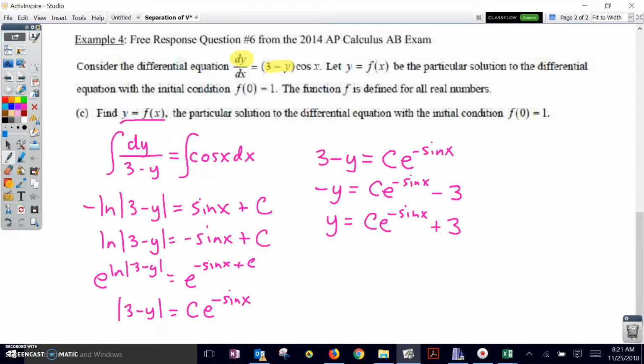And now I need to solve for the value of c to get my final particular solution. We're told that when x is 0, y is 1. So 1 is equal to c times e to the 0 plus 3. And so c is equal to negative 2, because e to the 0 is 1, so c plus 3 equals 1, and c equals negative 2. And we end up with our final equation, y equals negative 2 e to the negative sine of x plus 3.